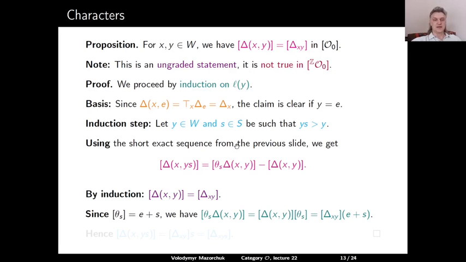And so the class in the Grothendieck group of theta s delta xy is equal to the class of delta xy times e plus s. So now when we subtract once the class of delta xy, what remains is the class of delta xy times s, and this is equal to the class of delta xys, which completes the proof of this proposition.